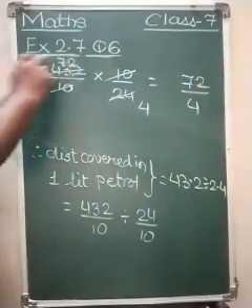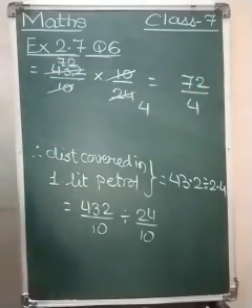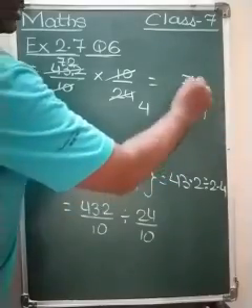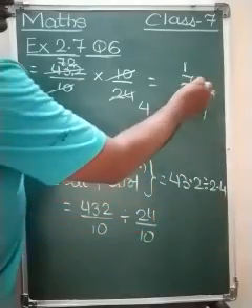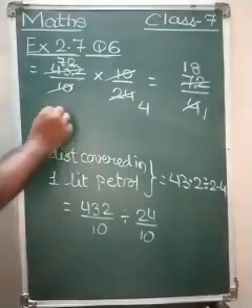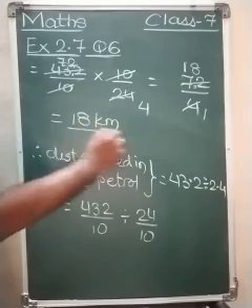Here the places are less, so I am solving it here. Now with the help of 4 also we can solve. Let us see whether we can solve with the help of 4. 4 1s are 4, 4 1s are 4, 5 6 7, 3 is the remainder. 4 8s are 32. So this equals 18 kilometers.